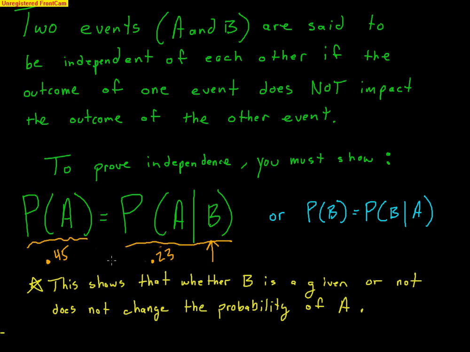Alright? So understand that this formula shows that whether B is a given or not does not change the probability of A. So if we come up with an equal statement, then we are independent. If it's not equal, then they're not independent. Now, just so you're aware, I could switch around the variables. I could switch the B's. So in this case, I'd be saying, hey, what's the probability of B? Does that equal the probability of B given A? So I could show either way. It technically does not matter which way you show it. If you show it either way, just make sure that you realize that if they're equal, you're independent. If they're not, they're not independent. Okay?